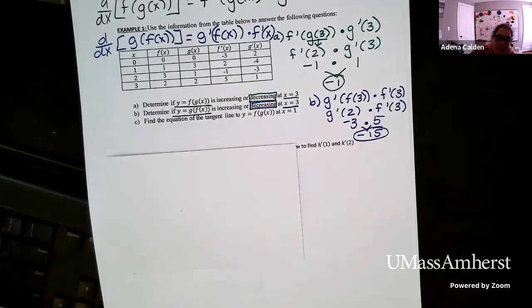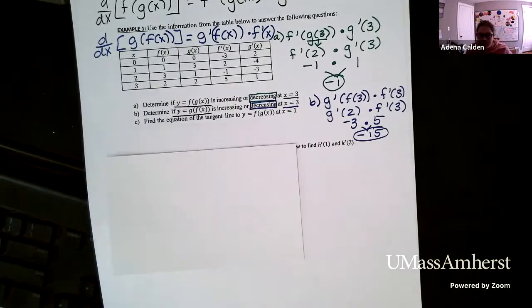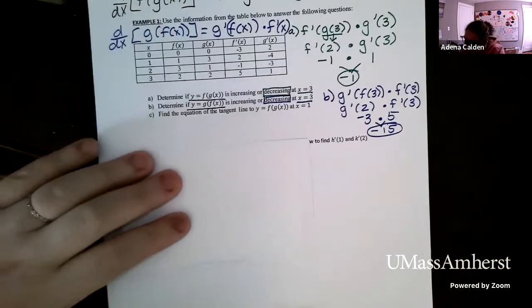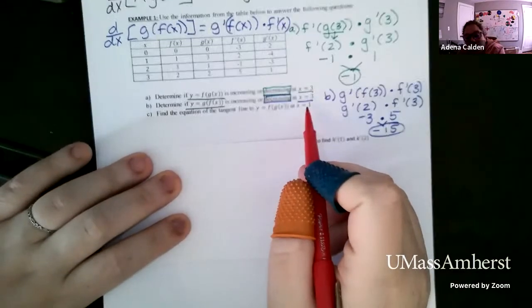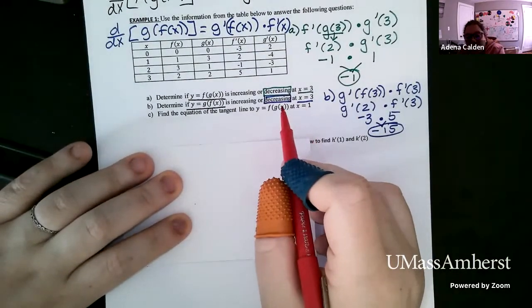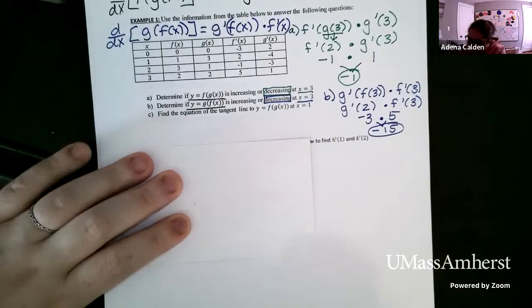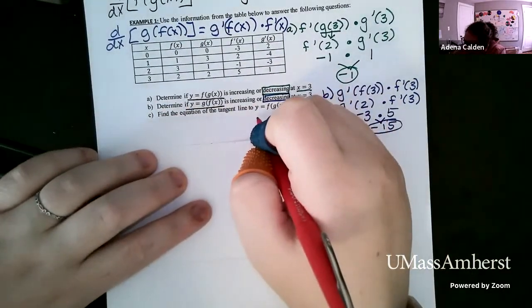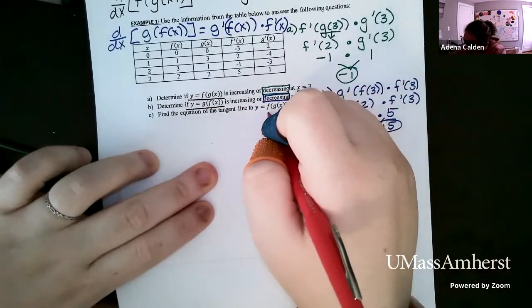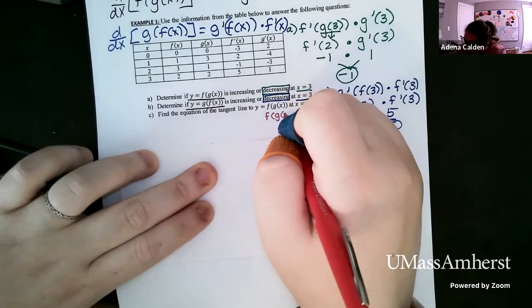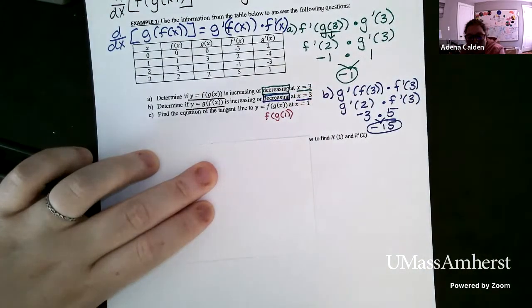Find the equation of the tangent line at x equals 1. So again, in order to get the equation of a tangent line, we need a point and we need a slope. Doesn't matter which one we find first. So let's talk about the point. To get the point, we need to plug the value into the function we are evaluating. So if we plug in x equals 1, we have f of g of 1.